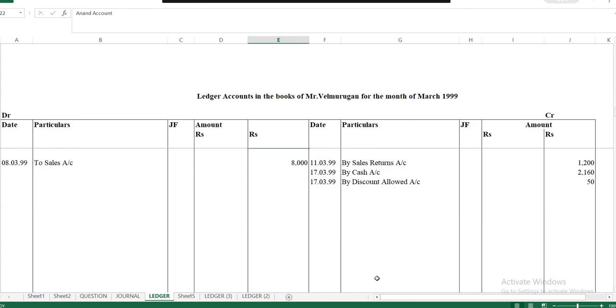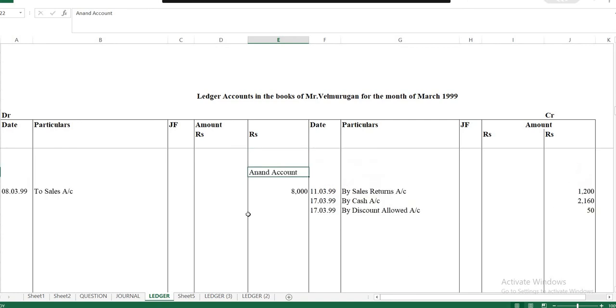And Anand account we have to close at month end. If you see this side, there is 8000, and on this side 1200 plus 2160 plus 50. Add them all together. If you add this side, 1200 plus 2160 plus 50, you get only 3410. On this side it is 8000. So which is higher? 8000 is higher. So give that 8000 to both sides equally. Now, subtract everything from the 8000 on that side.